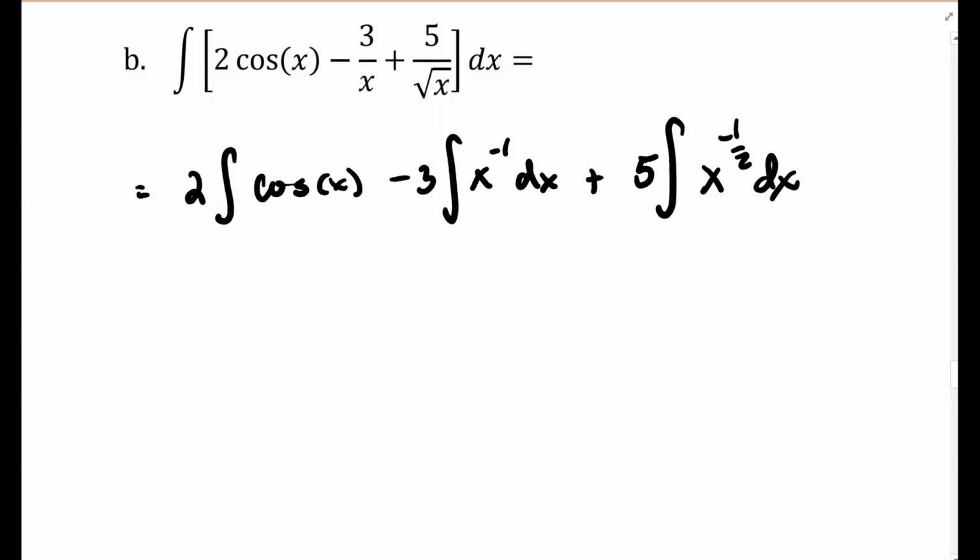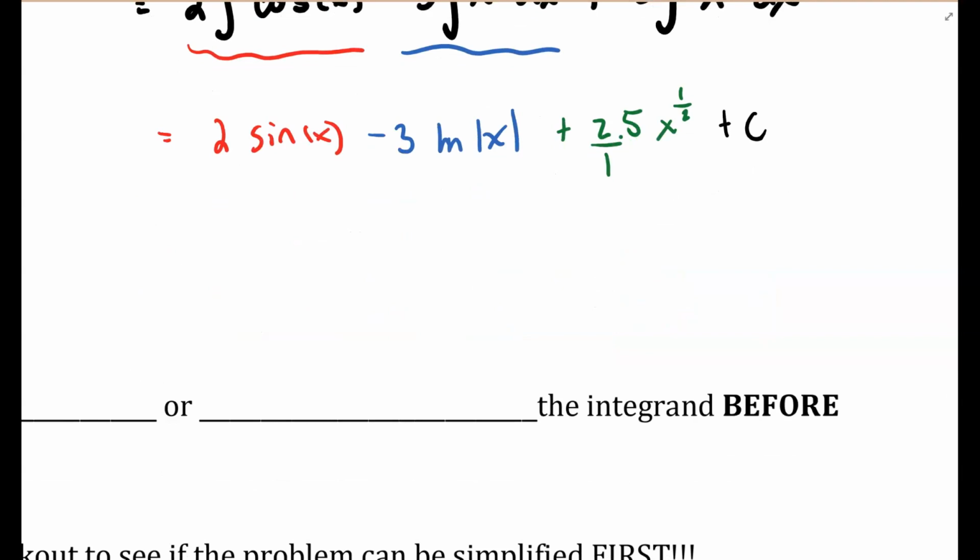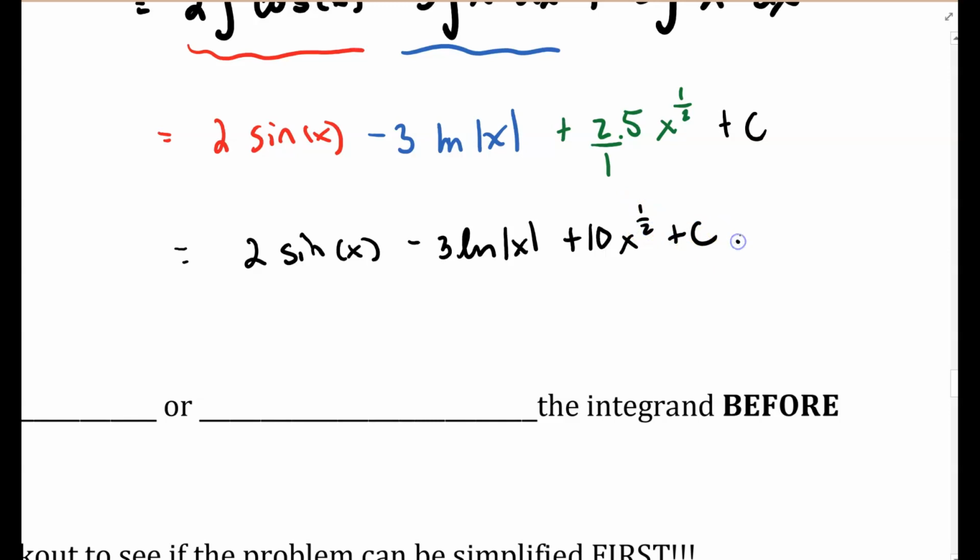And now I can go ahead and integrate each piece. So the integral of 2 cosine of x. Well, what's the antiderivative of cosine of x? How do you get cosine of x from taking a derivative? Well, that's going to be sine of x. So 2 sine of x minus 3. This is the natural log absolute value. Yes, you have to have the absolute value in there, of x plus 5 times x to the power of 1/2, and I'm going to divide by 1/2, so that means multiply by 2 over 1, plus a constant added here. And if I wanted to simplify that last piece, I have 2 sine of x minus 3 natural log absolute value of x plus 10 x to the power of 1/2 plus a constant. Okay, so there you go.